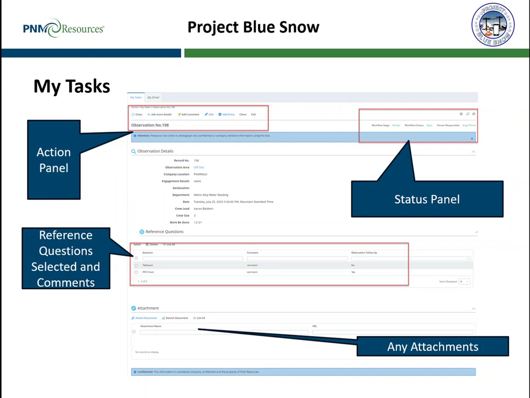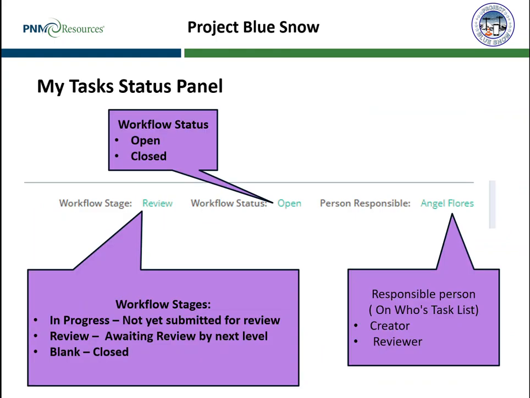Let's take a look at the status panel first. Status panel has three elements: workflow stage, which is three choices, either in progress, in other words, the person creating the record has not yet completed it, so it's not yet available for review. It's in review, waiting their supervisor to review the work, or it's blank, which means it's closed. Workflow status has two choices, open or closed. A closed record cannot be reopened. The person responsible is in whose queue it is, on whose task list. Either it's the creator, the person working on it, or the reviewer, in this case Angel, who is going to review the work that was done by Arthur.